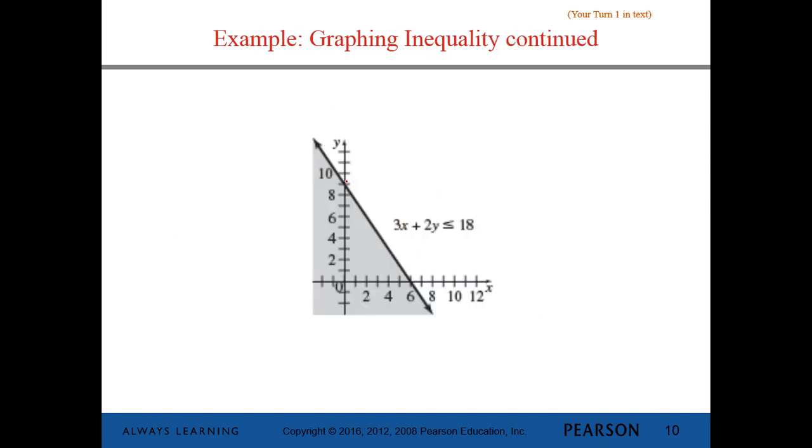So here are the intercepts, right? You connect them with a straight line, which is solid, and the origin made a true statement. So everything on this side, we shade everything on the side of the line.